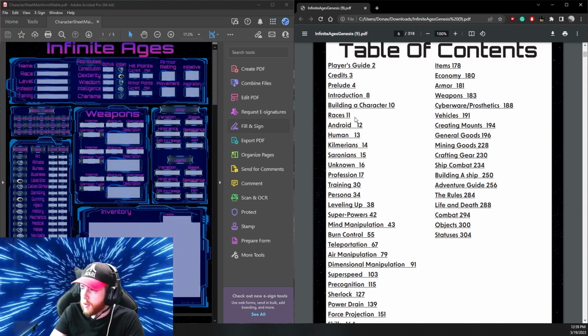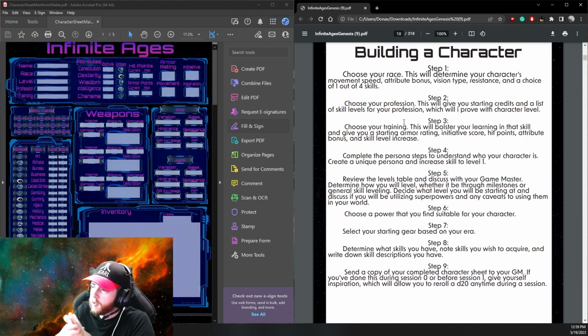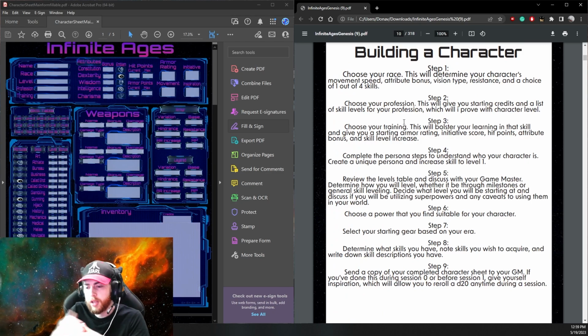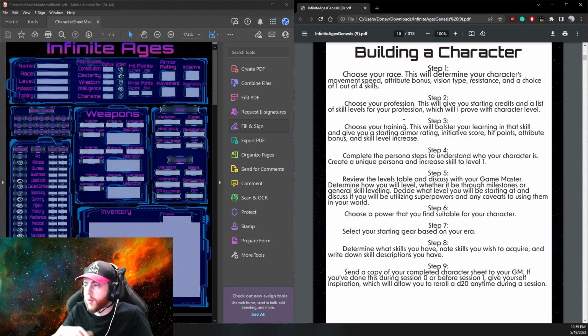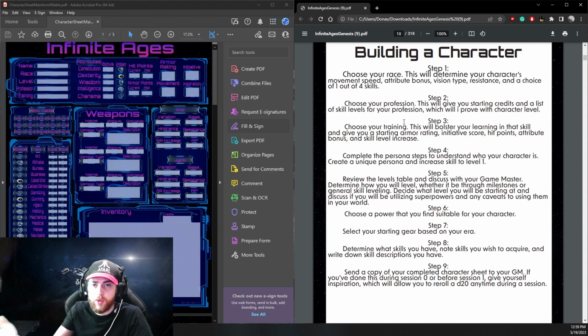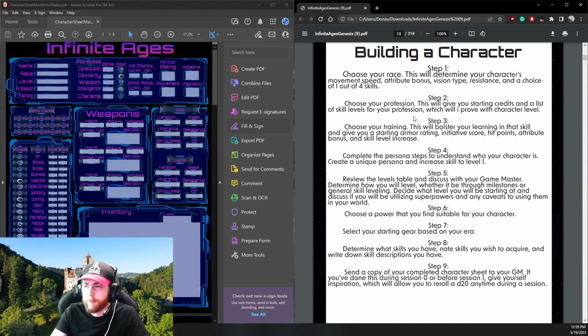Okay. So for our first thing, we're going to go to building a character. This is a step-by-step, nine-step setup to building a character. You'll see this a lot through the book where there's a step-by-step on how to do things or how to run things. I find it a lot easier when you go one after another to put stuff together.